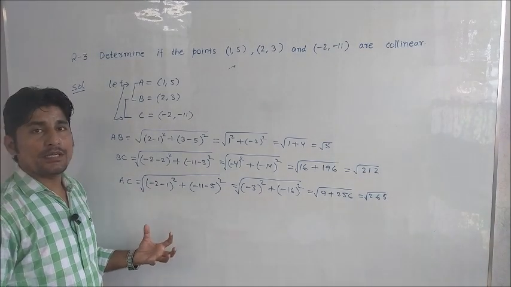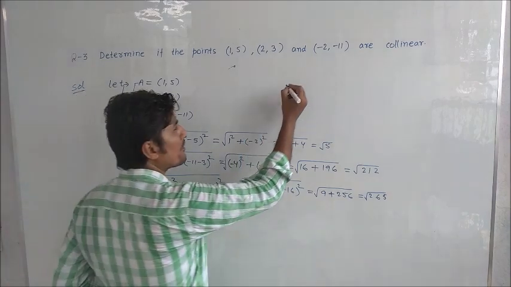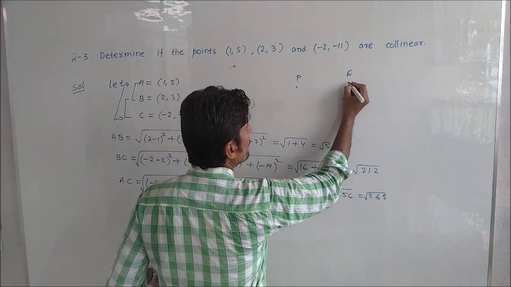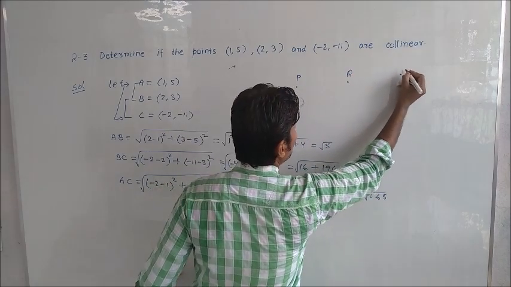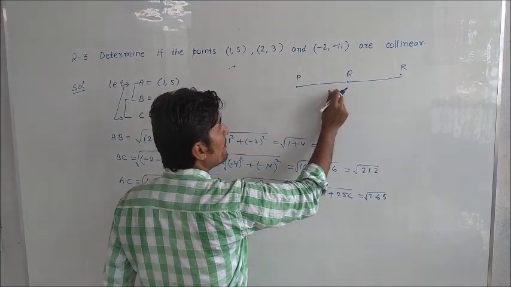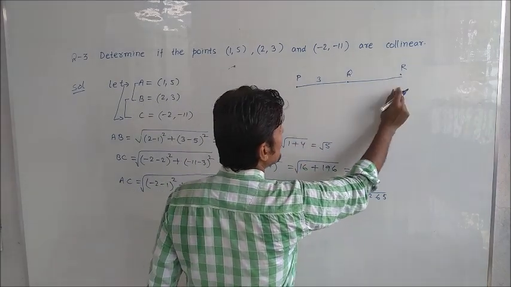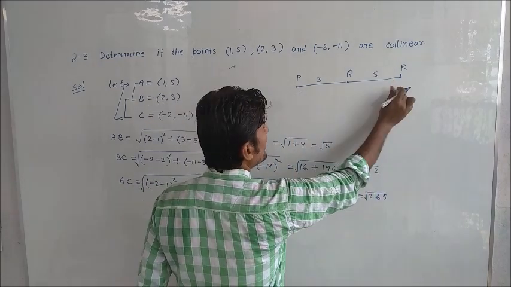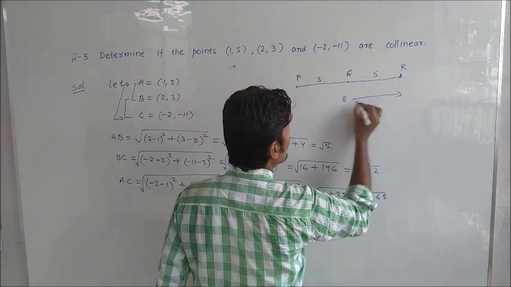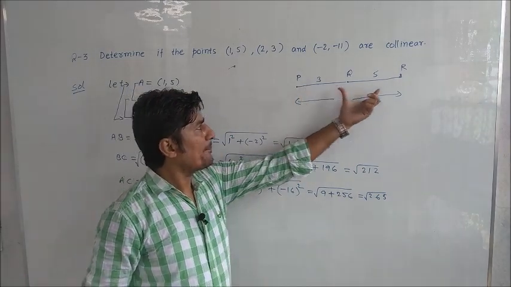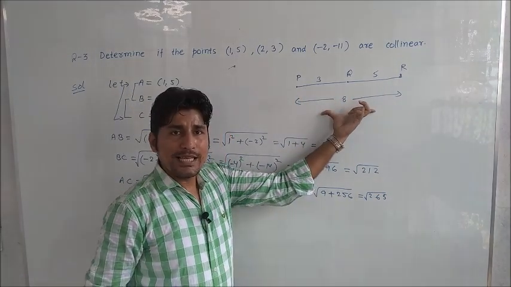Once again I am repeating this one. Suppose we have a point P, second point Q, third point R. Suppose the distance between P to Q is 3 units, distance between Q to R is 5 units, and the distance from P to R is 8 units. Then here we can observe that the sum of 3 plus 5 is equal to 8.